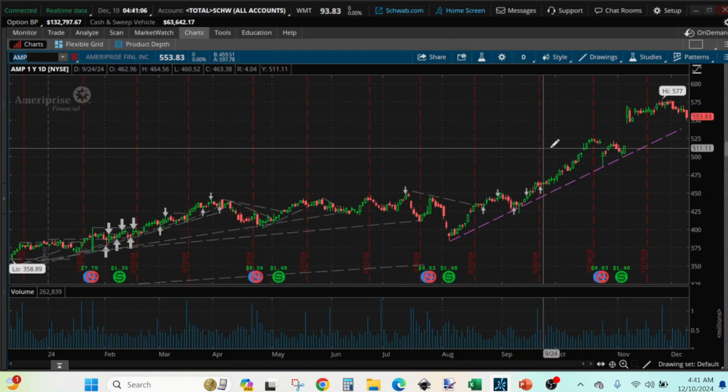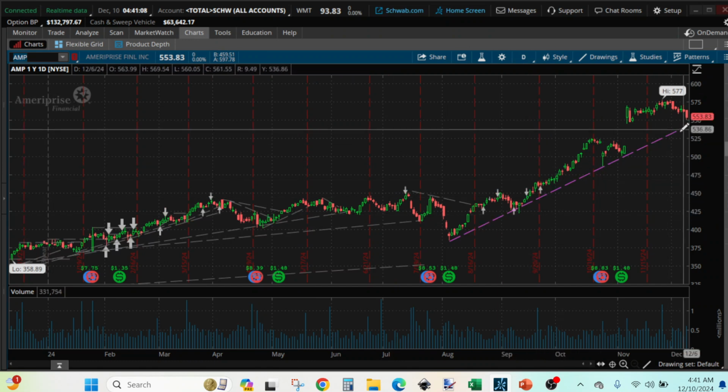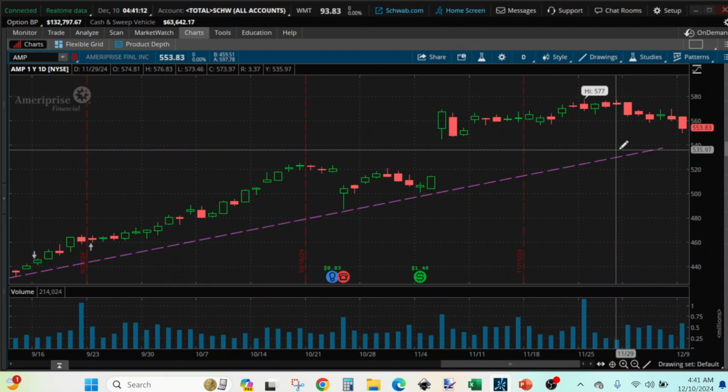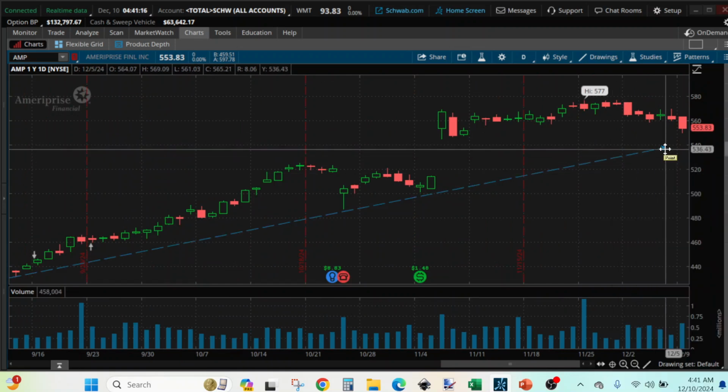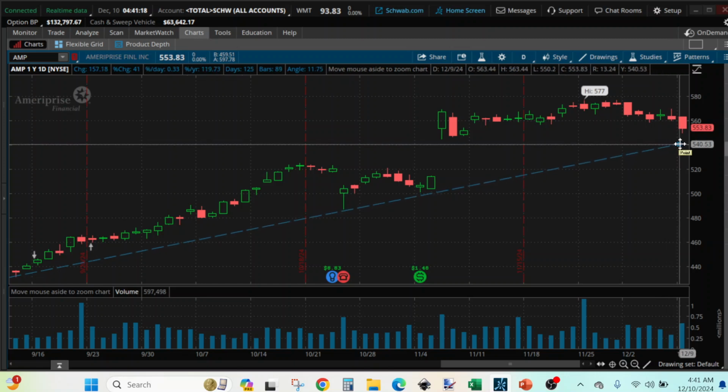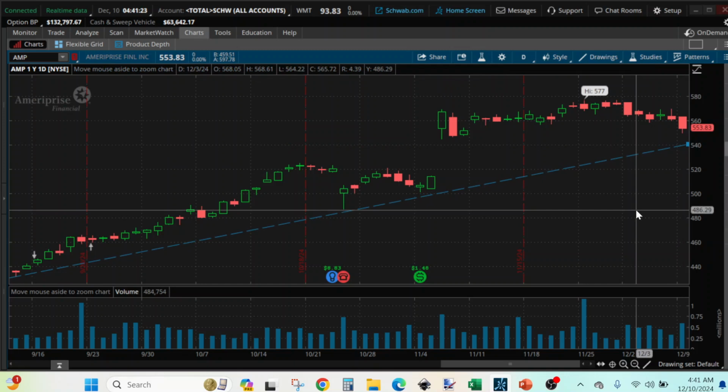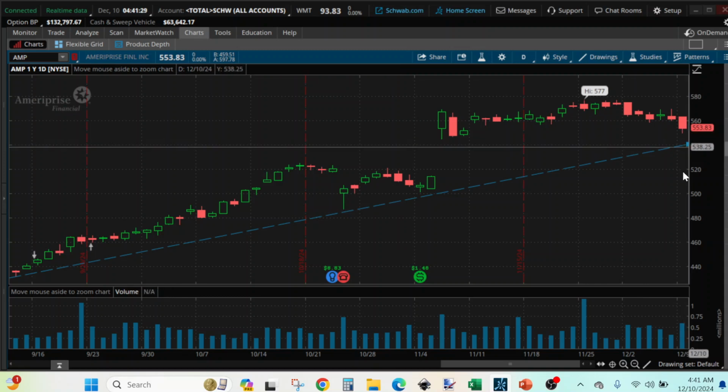So AMP on 1 year daily chart, we are trading it on this line, and it is really getting close to it. If anything, it is there. Let's see how it's going to do today, if it's going to start going up from there or come to it.